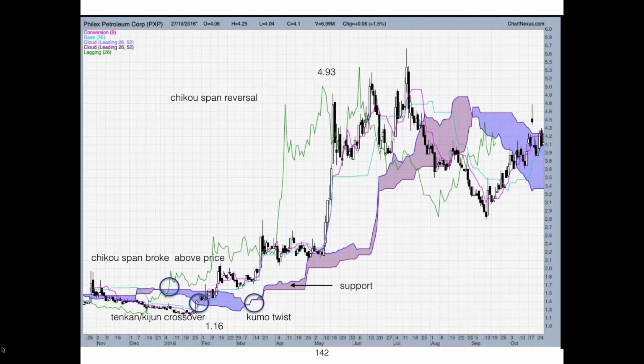After that peak, Chikou span told us about the possible reversal. Chikou span broke below the prices. PXP prices also consolidated sideways. Eventually, prices broke below the Kumo and moved downward.